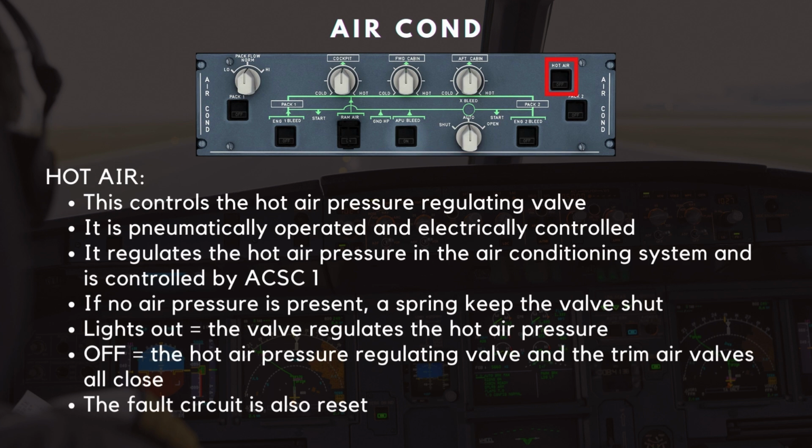The final button on the air conditioning panel is the hot air push button. This controls the hot air pressure regulating valve, which is pneumatically operated and electrically controlled. It regulates the hot air pressure in the air conditioning system and is controlled by ACSC1. If no air pressure is present, a spring keeps the valve shut. In its default lights-out position, the valve regulates the hot air pressure. When in the off position, the hot air pressure regulating valve and the trim air valves all close, and the fault circuit is also reset.